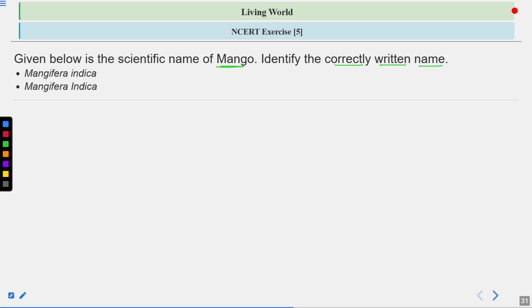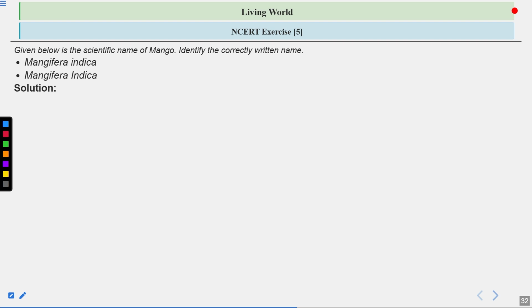Let's have a look at the answer. So the answer is obviously Mangifera indica. This is the right answer. So why is this the right answer? This is the scientific name of mango.